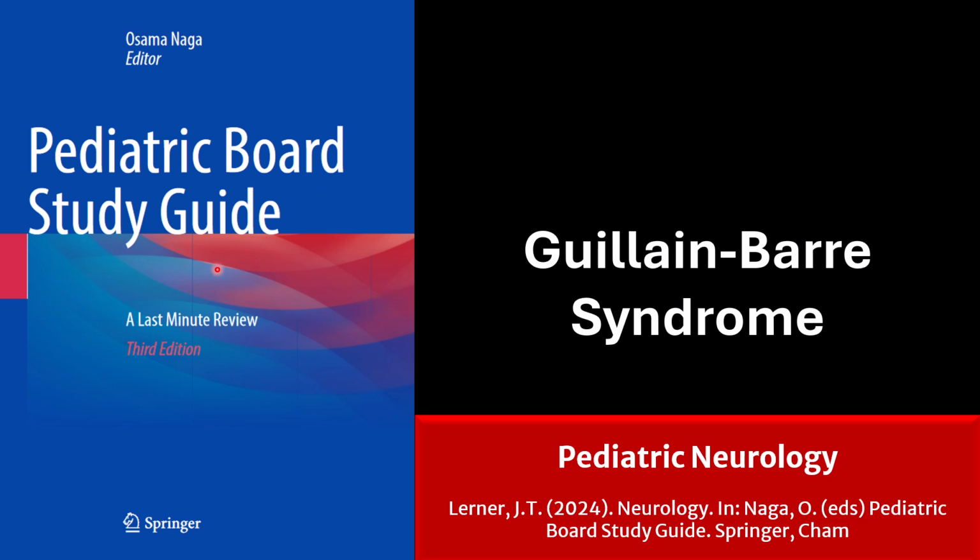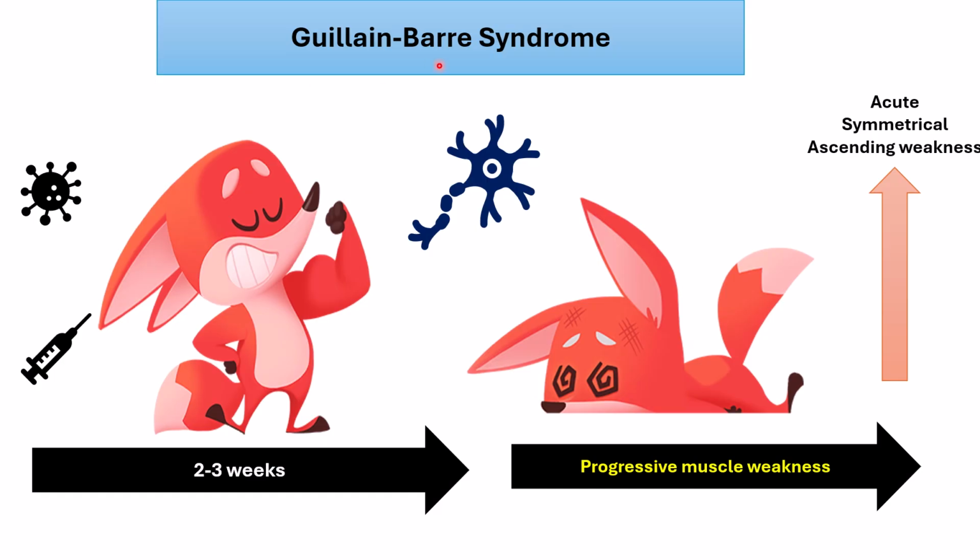Guillain-Barré syndrome. Refer to the Pediatric Board Study Guide 3rd edition for the most updates in pediatric neurology. Suspect Guillain-Barré syndrome in any child with history of infection, for example gastroenteritis or Campylobacter or upper respiratory tract infection or vaccination. 2 to 3 weeks later the child starts to be weak, progressively weak, and the weakness is ascending weakness from the lower limb going up and symmetrical, acute and rapid.